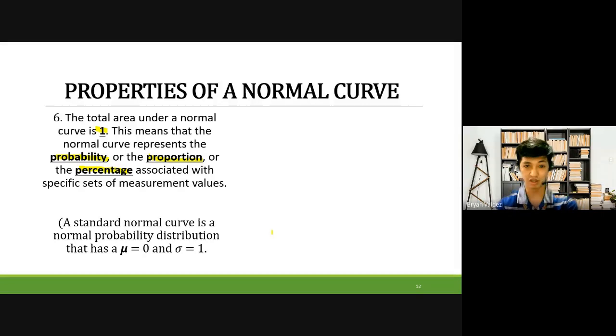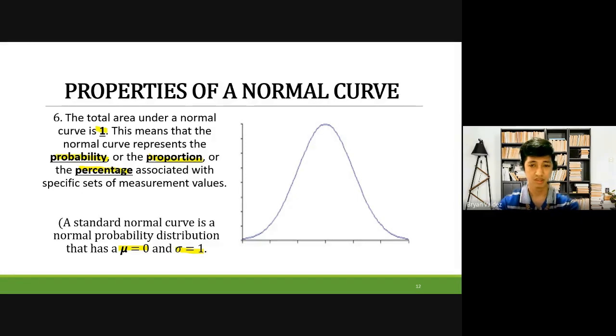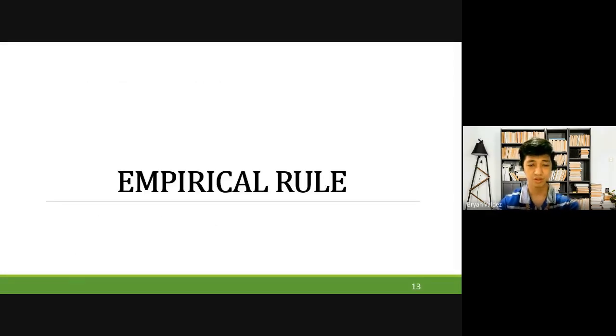So a standard normal curve is a normal probability distribution that has a mean equals to 0 and a standard deviation equals to 1. So the next one is empirical rule.